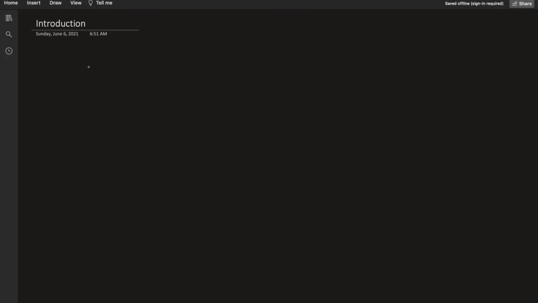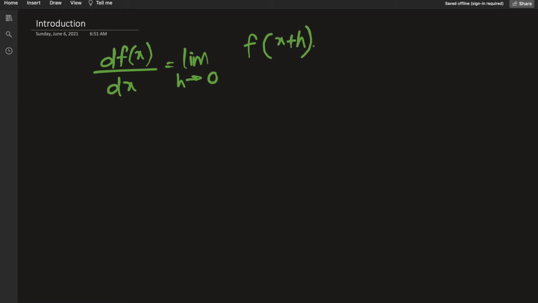First, let me give you a preview of what the definition of a derivative was in single variable calculus. If f was a single variable function of x, the derivative with respect to x of f of x was the limit as h goes to 0 of f of x plus h minus f of x, divided by h.